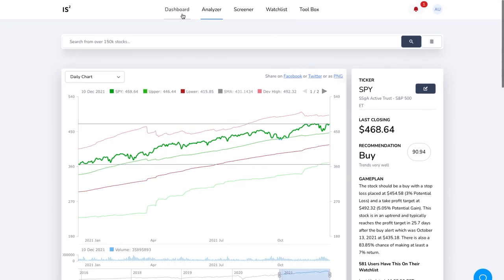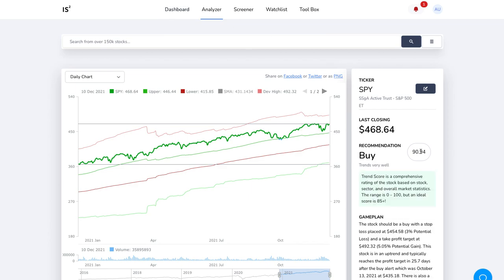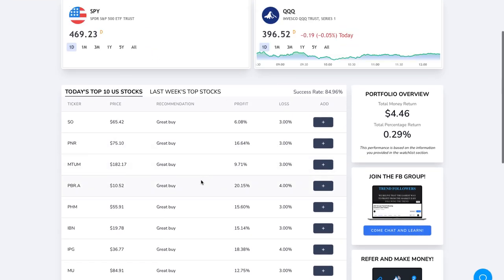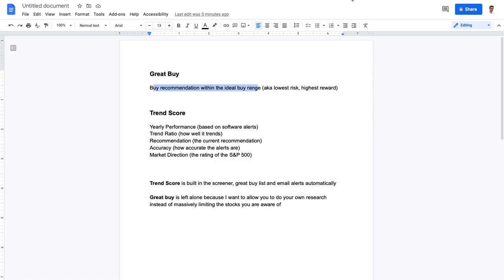And so that's, again, what a great buy is. Now, let's get into trend score a bit. The trend score is something you can see here, and it takes an overall comprehensive view. All these stocks have a trend score of 90 or above. Let me explain that real quick.